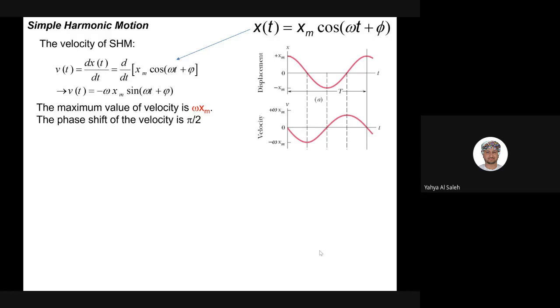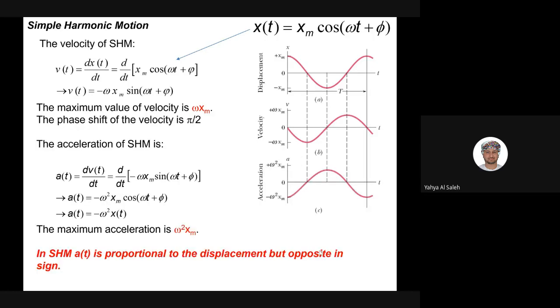If I want acceleration, I do this again, and I end up with minus omega squared xm cosine omega t plus phi, which is just x. So minus omega squared x of t. So my displacement and my acceleration are the exact same function, same time period, but they are in opposite directions. So it's flipped in the x-axis.